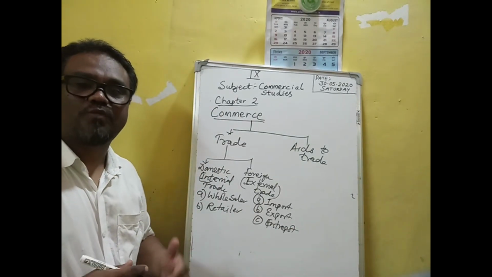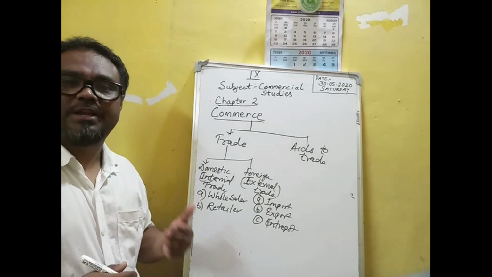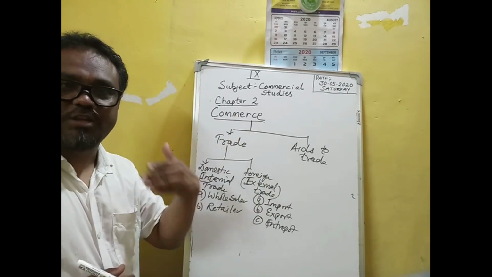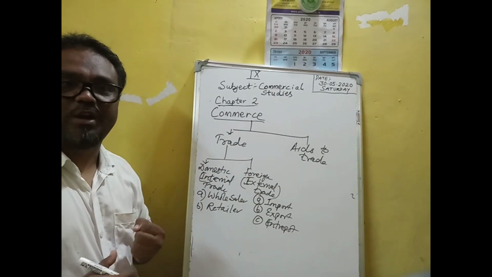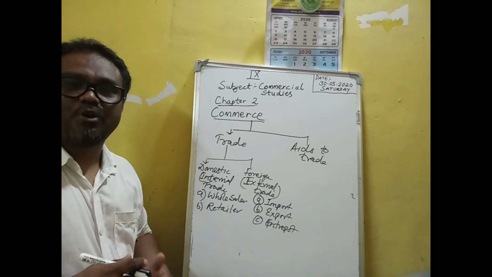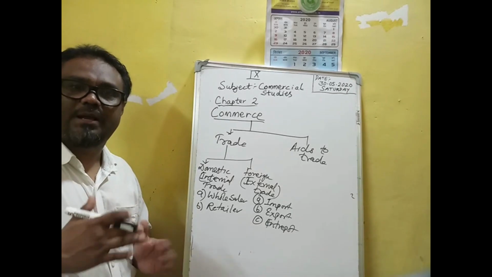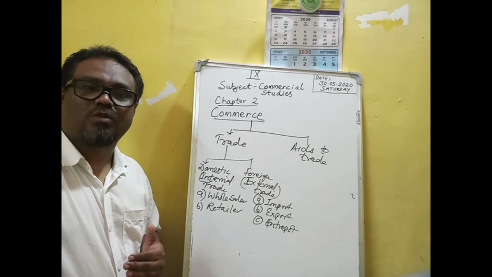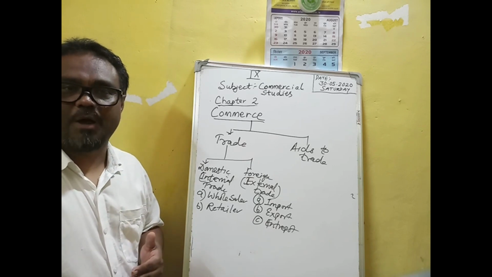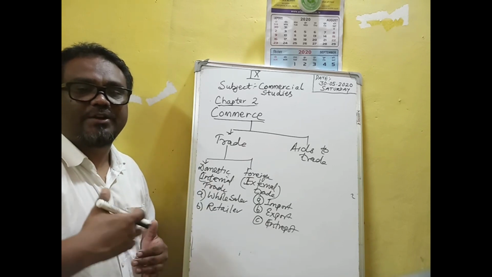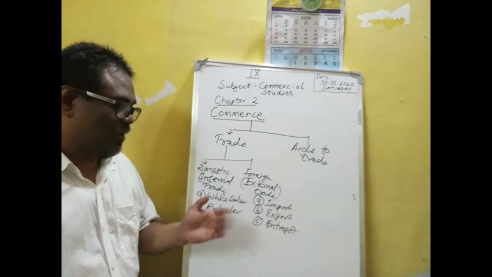Import means to buy goods from another country, to bring goods from another country to your country. India brings goods from America. Export is to sell goods to another country. India sells goods to Bhutan, Nepal, Pakistan, Burma. India is exporting goods to them. So export means to sell goods to other countries.